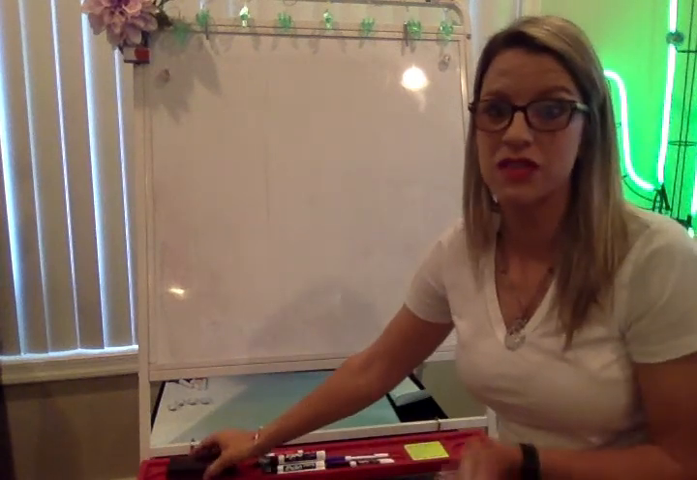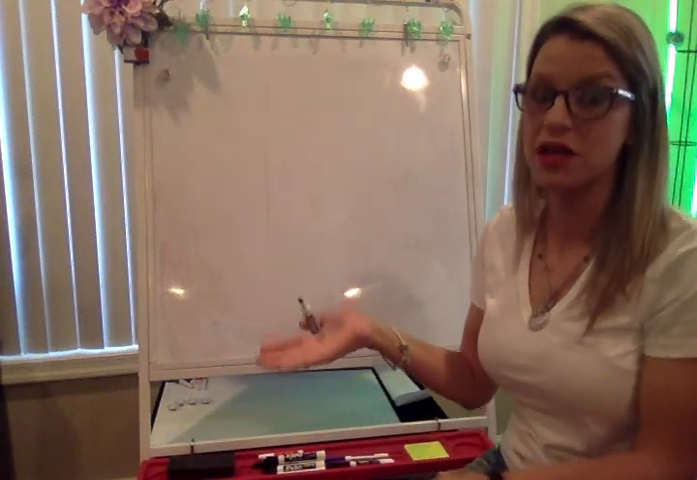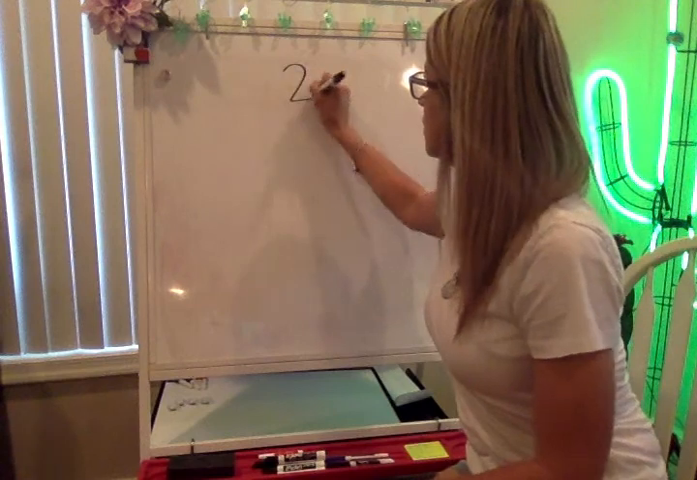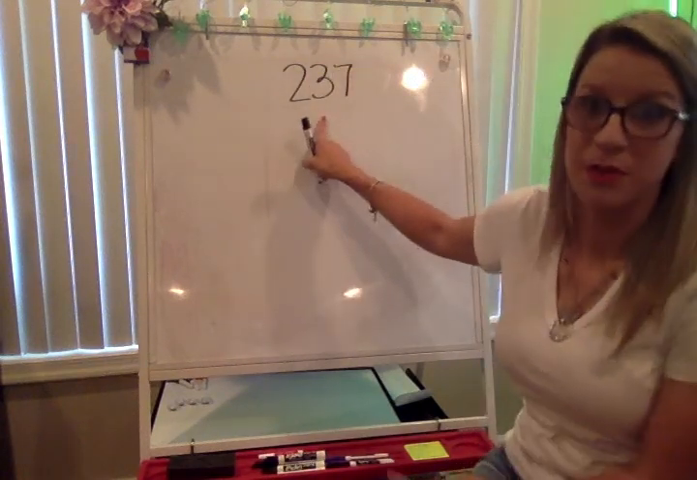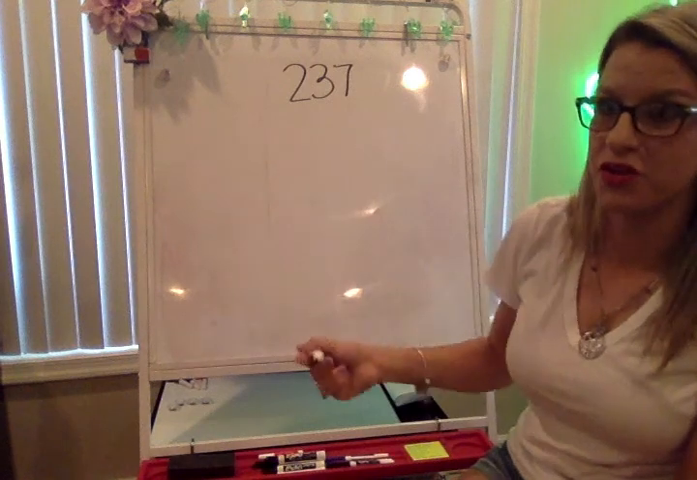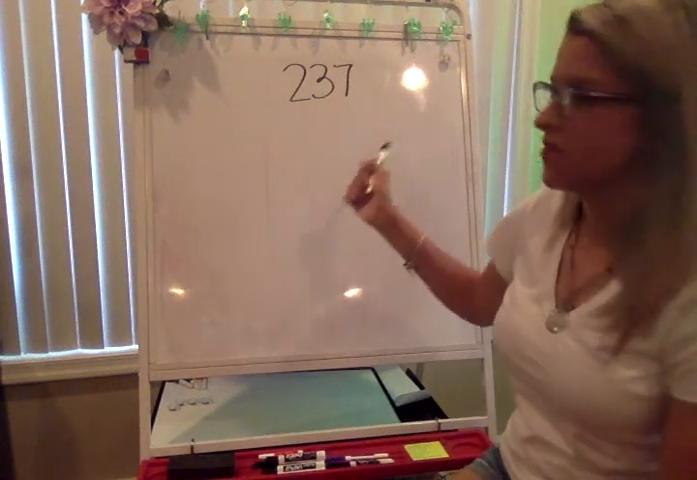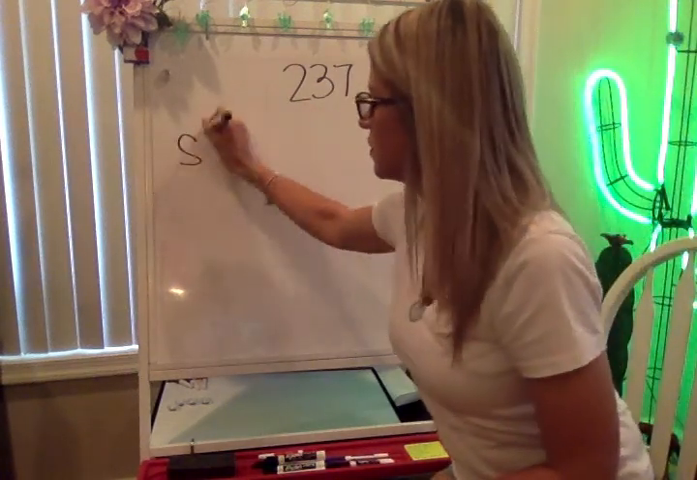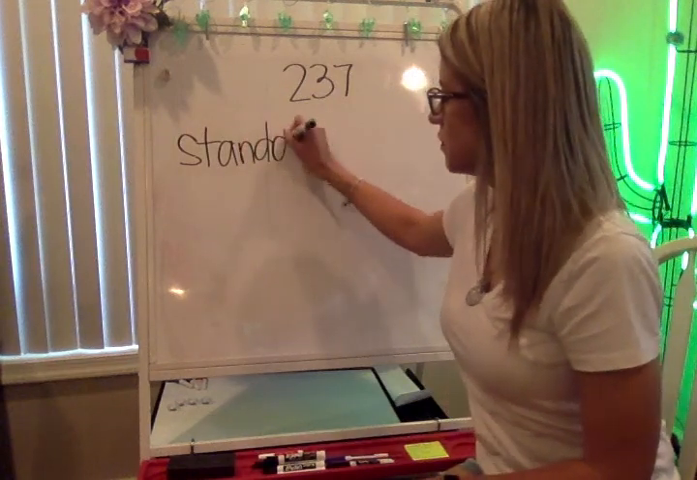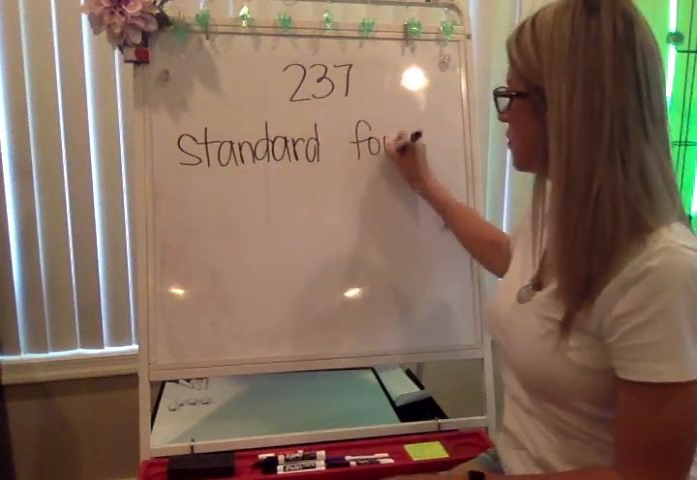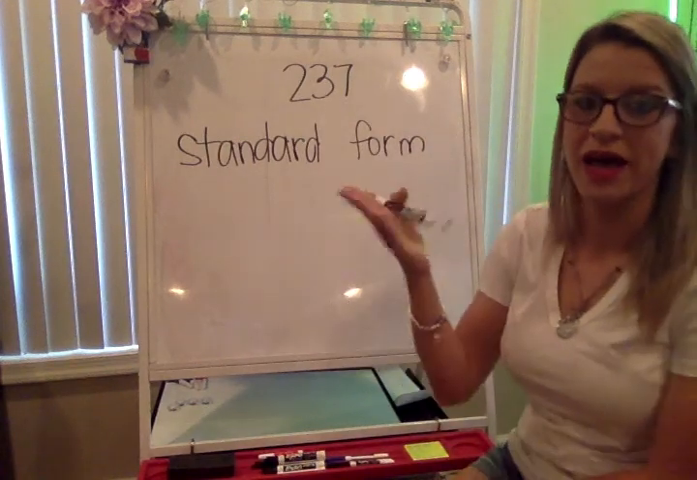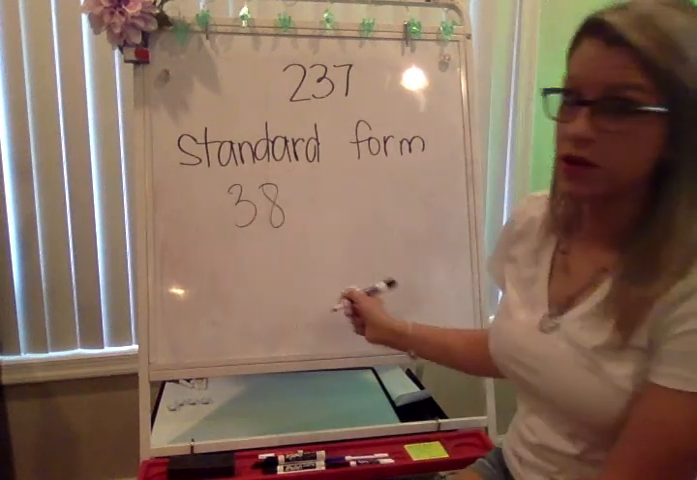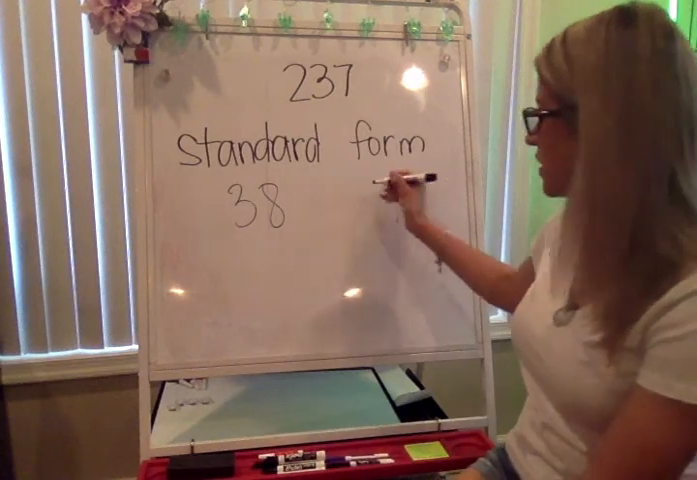In math, we talk about using different forms to express numbers. So, for example, the number 237. When I talk about the number 237, people write it just like this. If I say, hey, write down this number, this is the standard form of that number. Standard form looks just like this. The standard form of 38. The 3 and the 8, standard form.